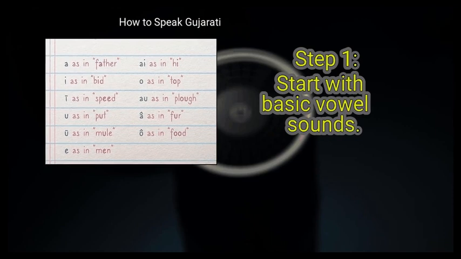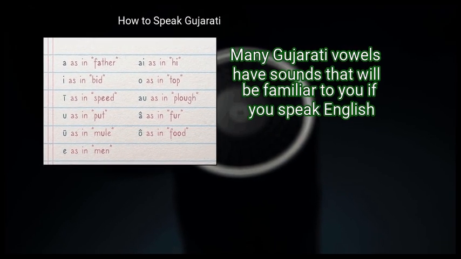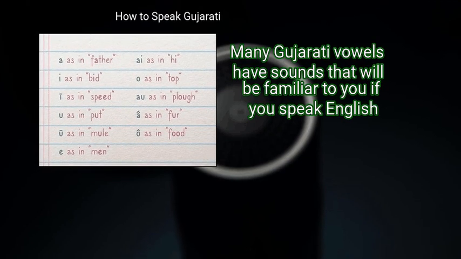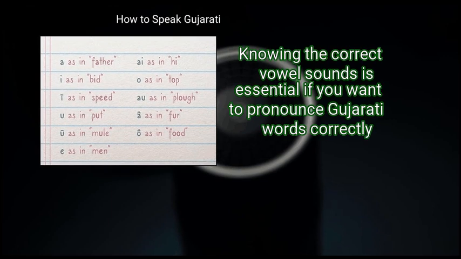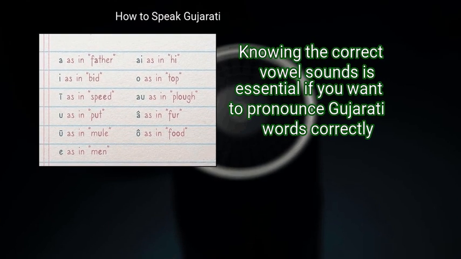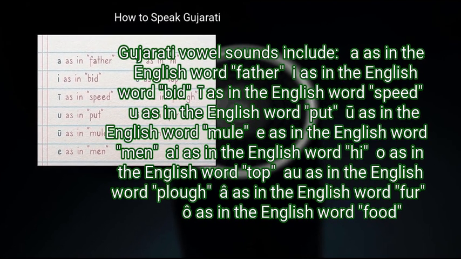First, start with basic vowel sounds. Many Gujarati vowels have sounds that will be familiar to you if you speak English. Knowing the correct vowel sounds is essential if you want to pronounce Gujarati words correctly. Gujarati vowel sounds include A as in the English word, father.